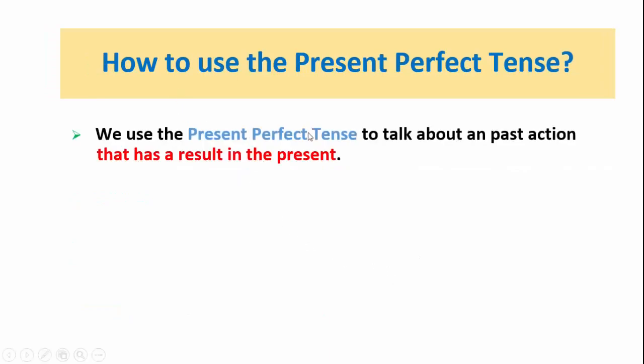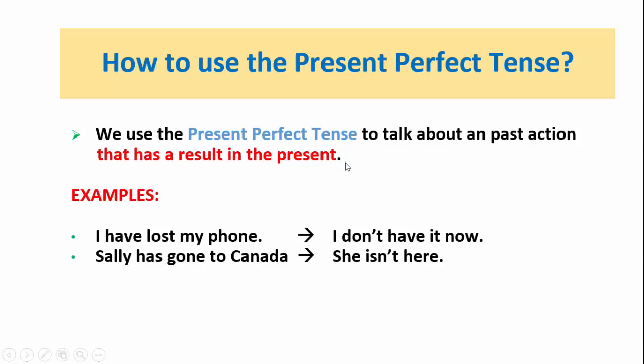We use the present perfect tense to talk about a past action that has a result in the present. Let's look at the examples. I have lost my phone. I don't have it now. As you can see, we are talking about a past action and the result is in the present. I have lost my phone and now I don't have it.